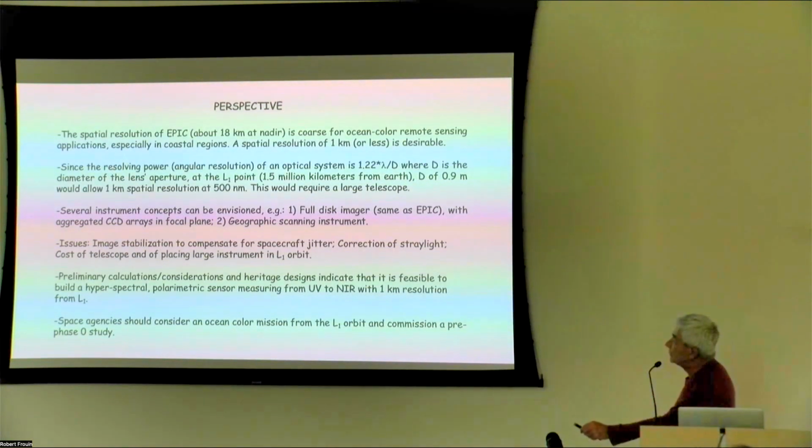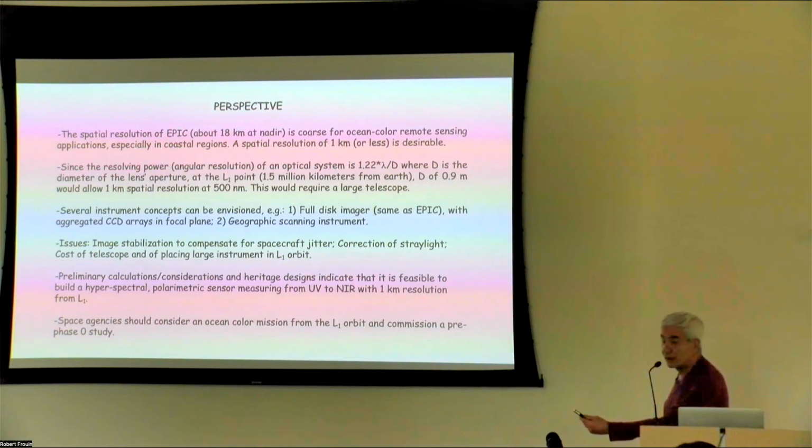So the thing is that the spatial resolution of EPIC is 18 kilometers. And of course, this is quite coarse for ocean color remote sensing applications, especially in coastal regions. The desirable spatial resolution is 1 kilometer or less.